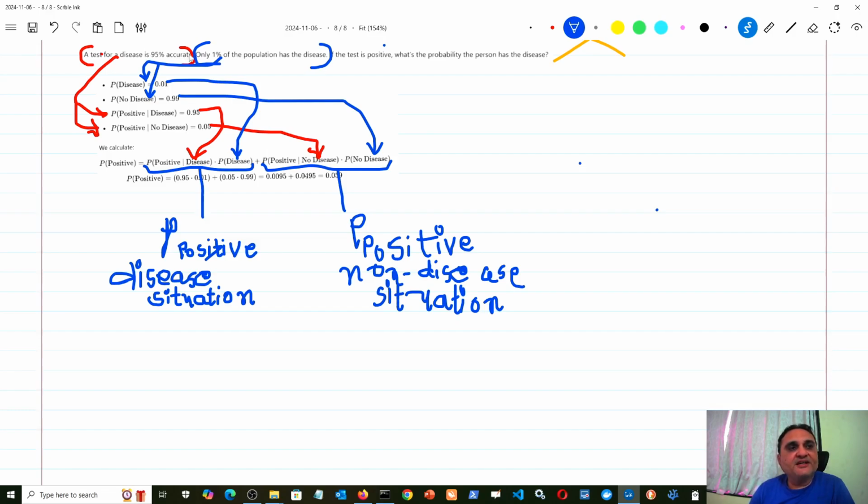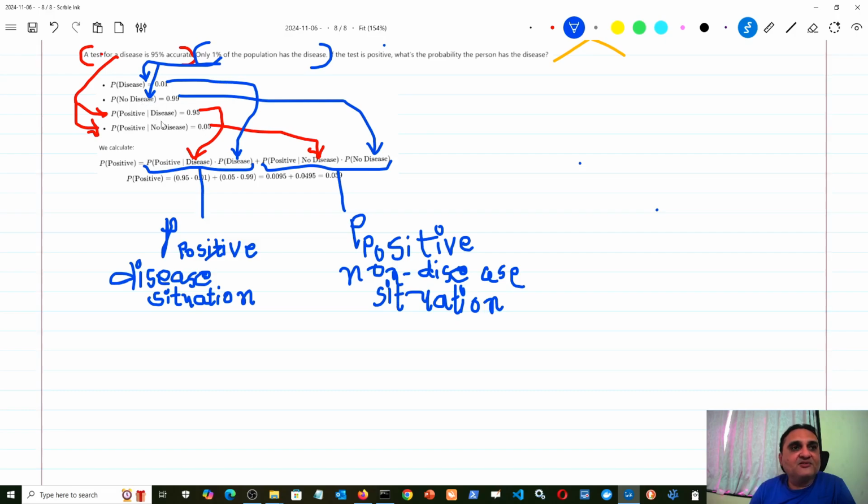This much, only, was given to us. A test for a disease is 95% accurate, full stop. Only 1% of the population has the disease, full stop. If the test comes out to be positive, what is the probability that the person has the disease? So from the test for a disease having 95% accuracy, I got these two things.